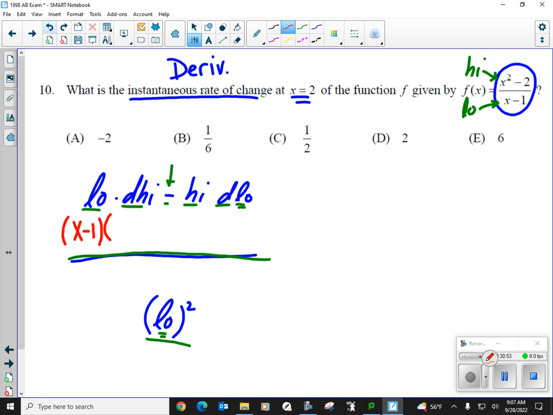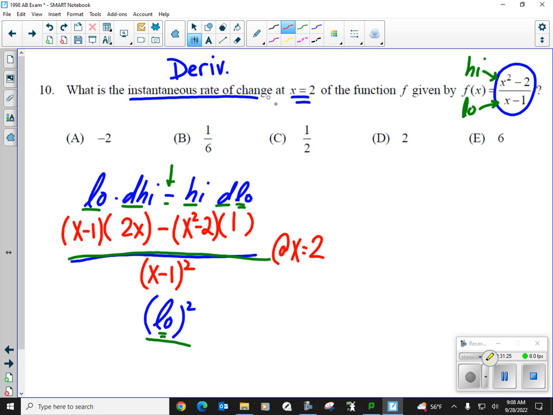D high, the derivative of the numerator, is just 2x. Minus high, just as it is, x squared minus 2, times the derivative of below. The derivative of x minus 1 is 1. And then I square everything that's below. So what's in red is my derivative. Now, I'm not going to simplify that with all those x's. I know that's at x equals 2. I'm just going to plug a 2 in for every x.